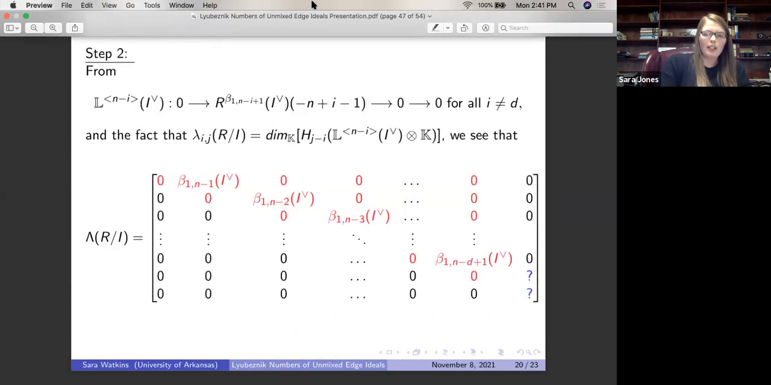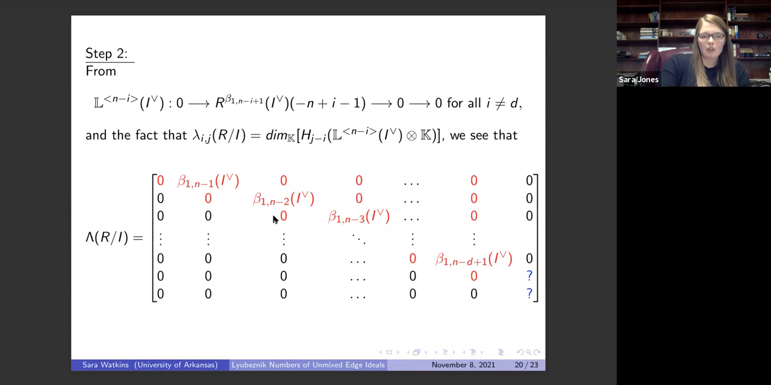So step 2 is calculating the CI from the linear strands. To calculate the CI, all those upper diagonal entries, we're going to need the n minus i linear strand. So we'll zoom in on that. As I mentioned, the homology of this is easy to calculate, and that's all we need to calculate the Lyubeznik numbers. If you look at the homology, you get 0 everywhere except for your first Betti number, and that's actually going to represent that upper diagonal entry in the Lyubeznik table. So already we have a big chunk of our Lyubeznik table.